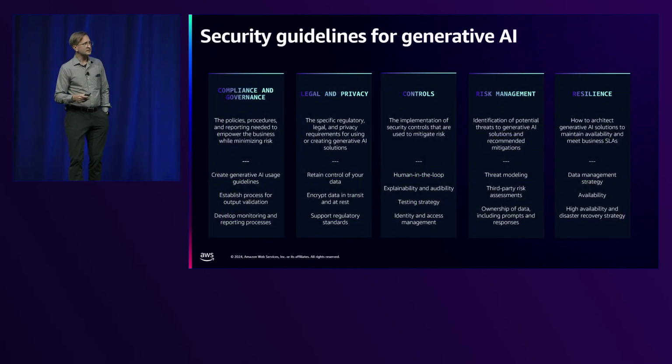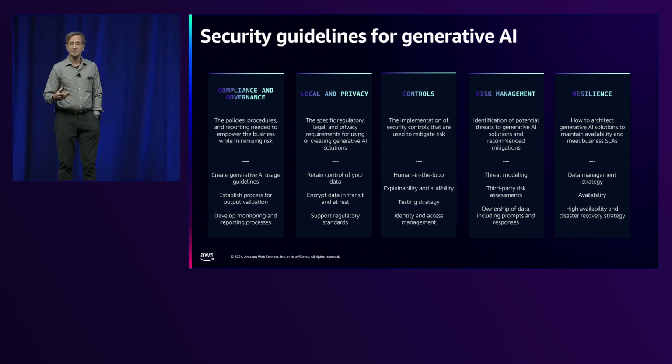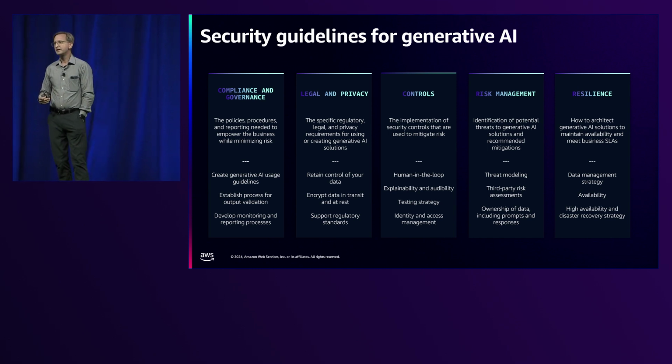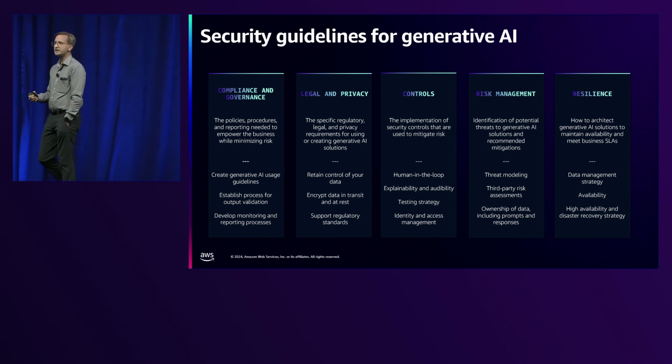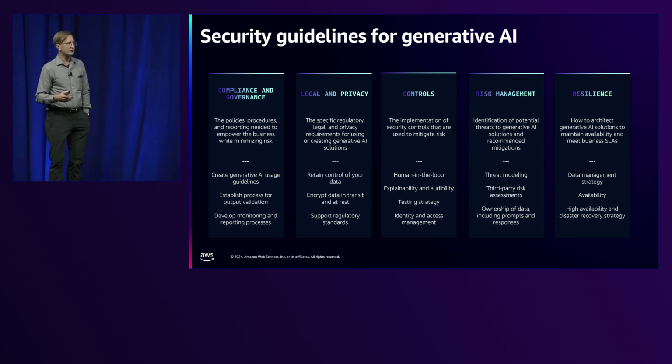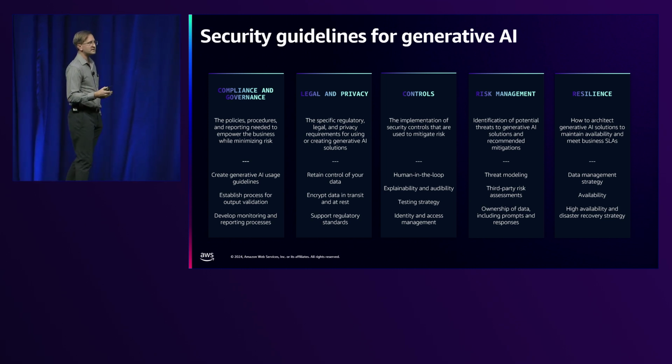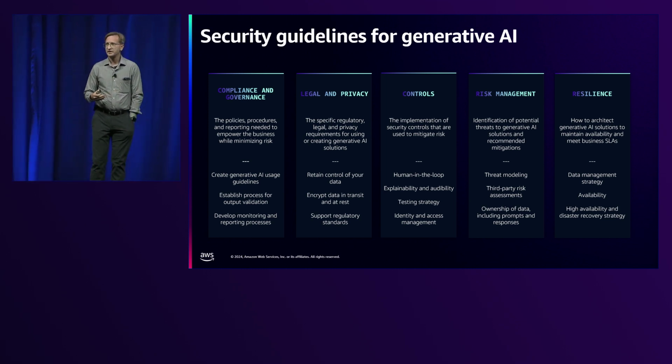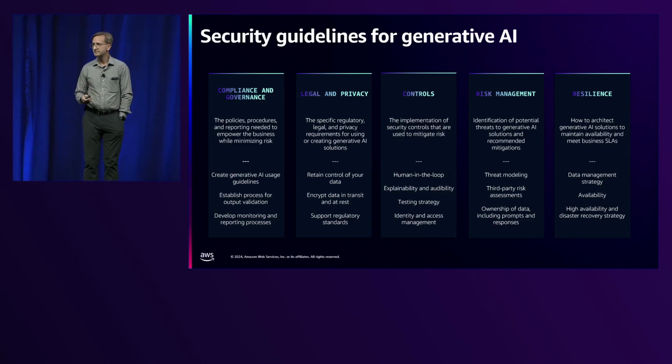To look at this in a little more detail, this is just an outline of each one of those security dimensions in the scoping matrix. And again, today we're going to talk about these in depth and how we at AWS help you address these goals when you adopt generative AI services on AWS.